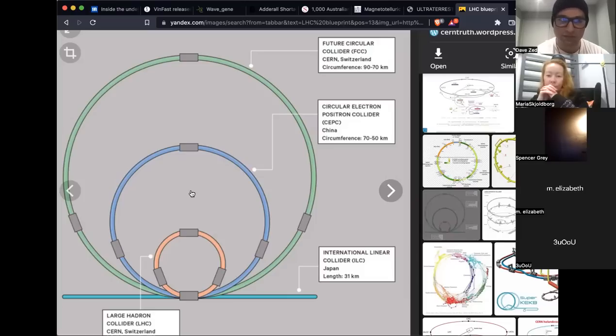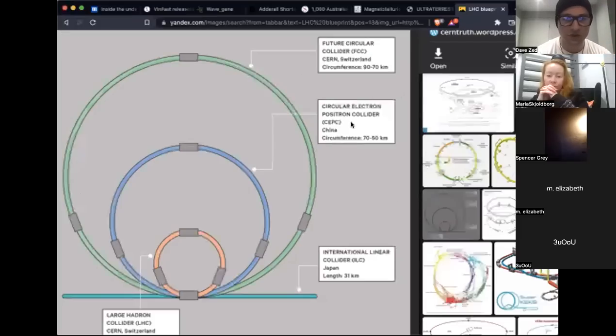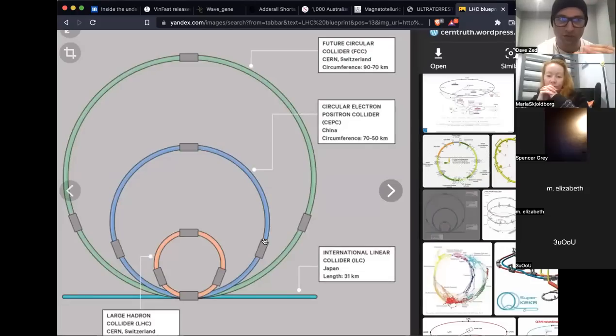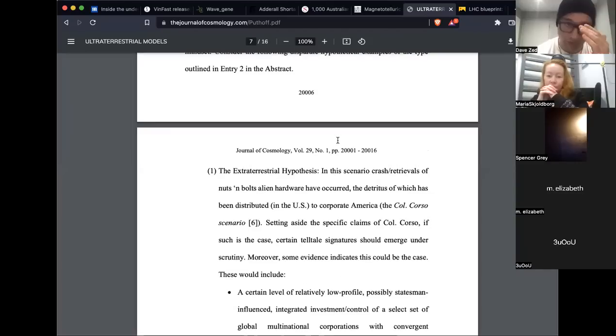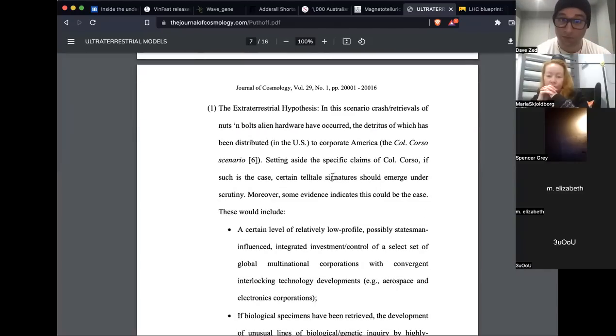Now, the question becomes, how much of this can we denote and minimize down to a certain set of hypotheses? What we would do, in my opinion, is look at Dr. Pudov's paper with respect to the ultra-terrestrial hypothesis. So we have here the ET hypothesis, where certain nuts and bolts craft and hardware have been retrieved from crashes, whether the crashes were intentional or not is another thing to discuss.